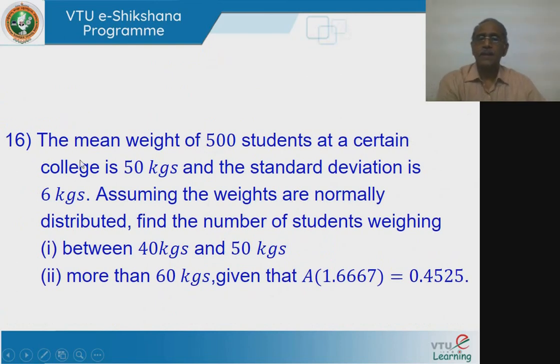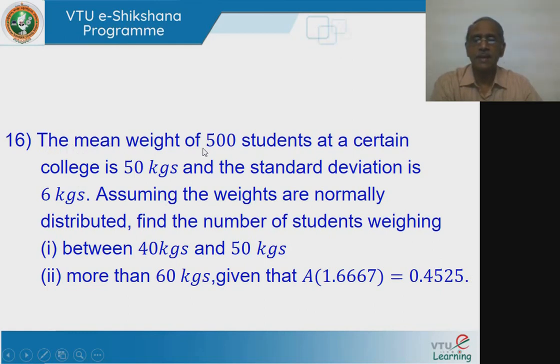Next question. The mean weight of 500 students at a certain college is 50 kgs and the standard deviation is 6 kgs. Assuming the weights are normally distributed, find the number of students weighing between 40 kgs and 50 kgs, and more than 60 kgs, given that the area between z equal to 0 and z equal to 1.6667 is equal to 0.4525. So the data is given, so we don't have to look into the table for this problem.